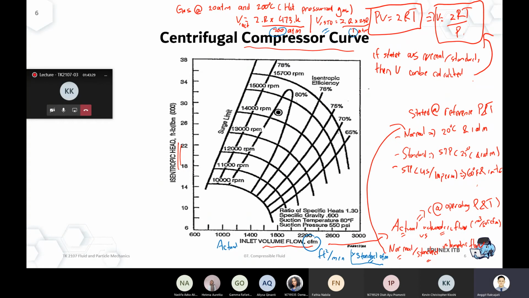Again, this is very important. It will be used in a lot of different calculations, even in other courses and in industry. So I hope you really understand the difference between actual gas volumetric flow rate versus normal or standard volumetric flow rate.